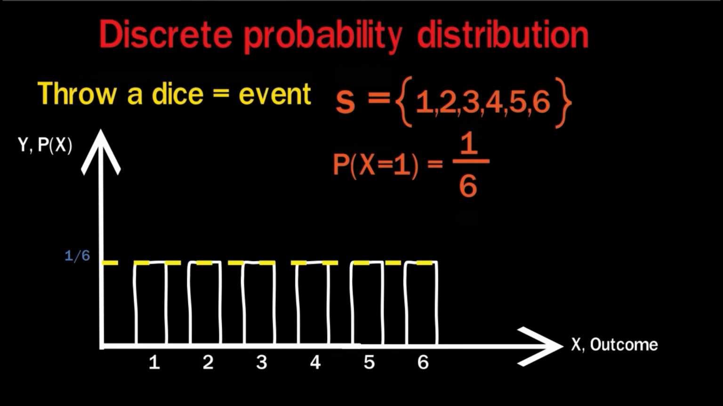So I hope you learned about discrete probability distributions, and note that the summation of all the possible outcomes in a discrete probability distribution is 1.